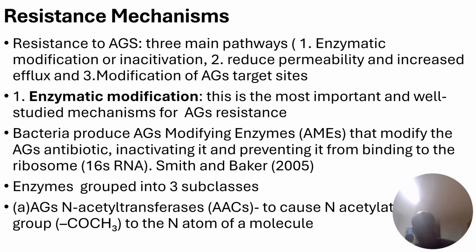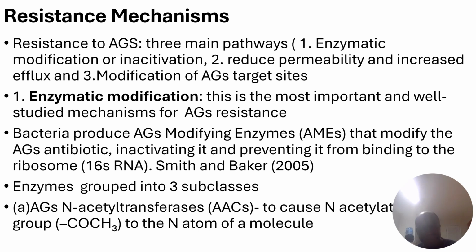Resistance mechanism. Resistance to aminoglycosides occurs in three main pathways. One, enzymatic modification or inactivation. Two, reduced permeability and increased efflux. And the third one is modification of the AGS target site.